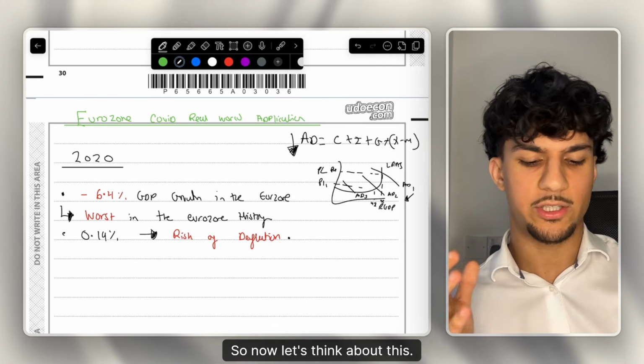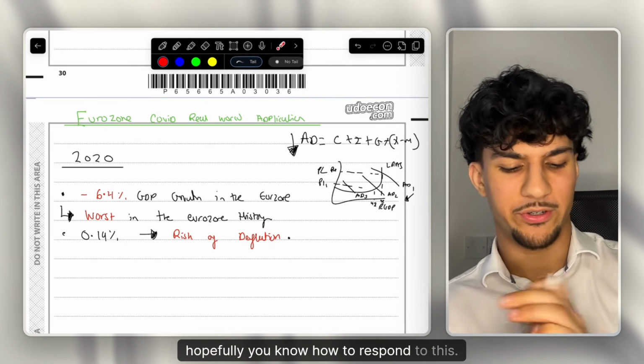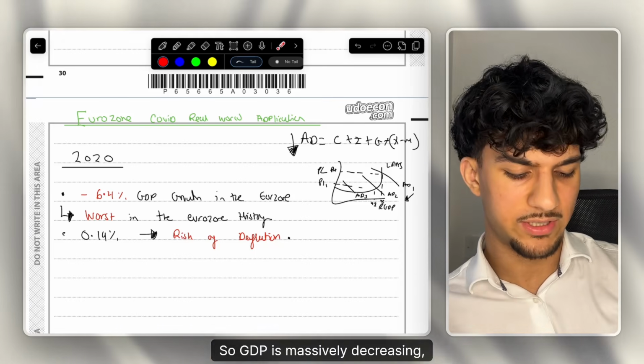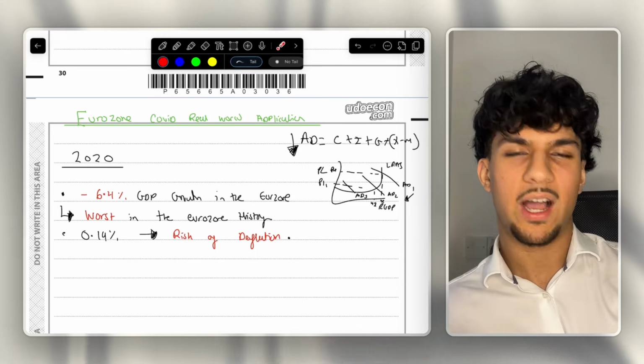So now, let's think about this. You are the European Central Bank. Even you as an A-level economics student, hopefully you'll know how to respond to this. So GDP is massively decreasing. You're in a massive recession. Inflation rates are extremely low. How do we respond to this?